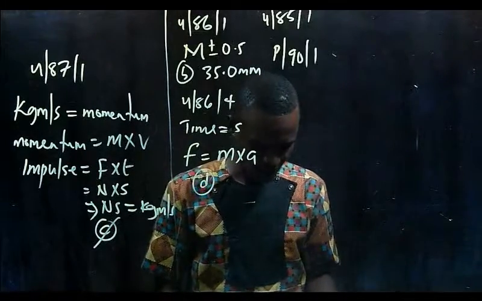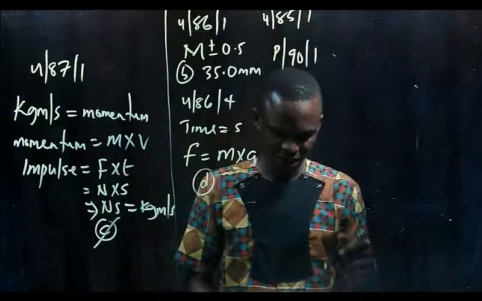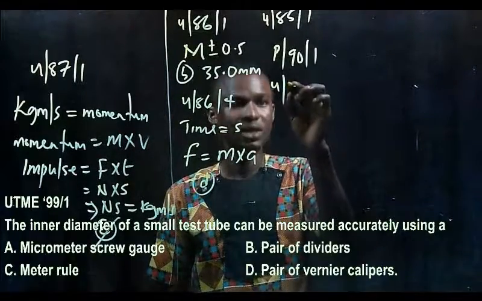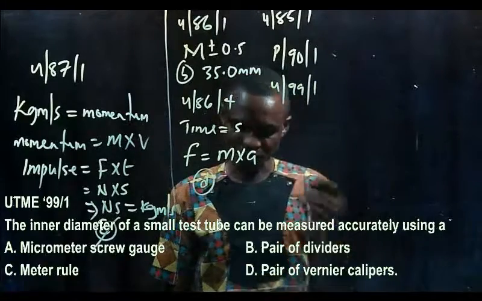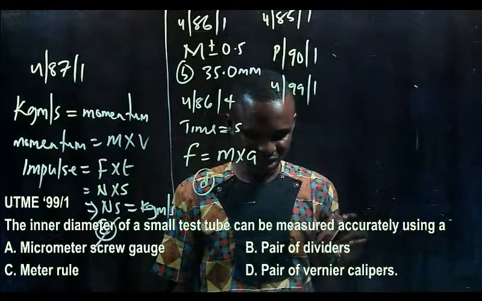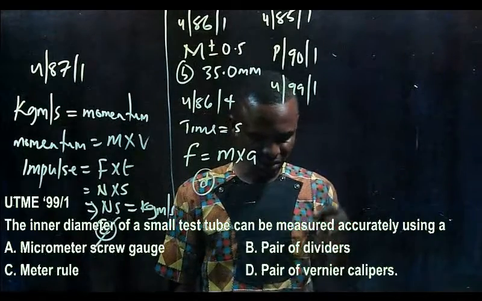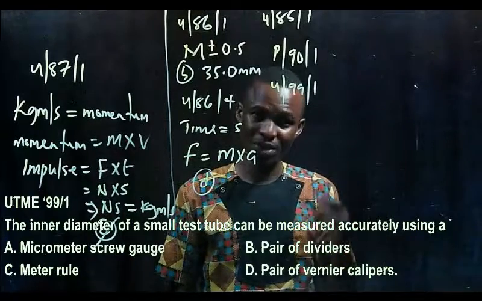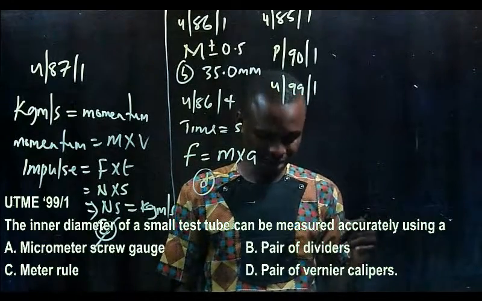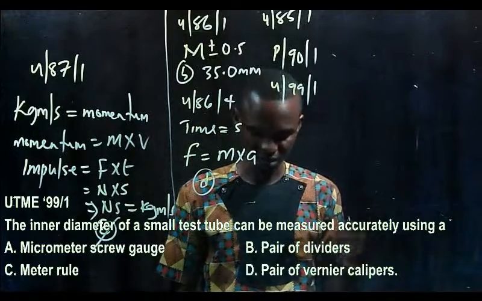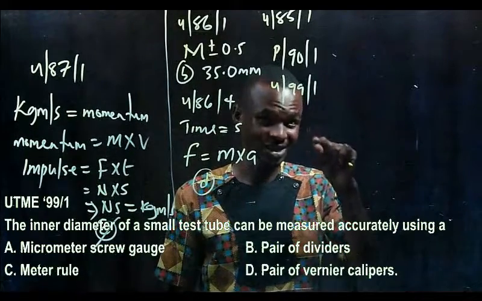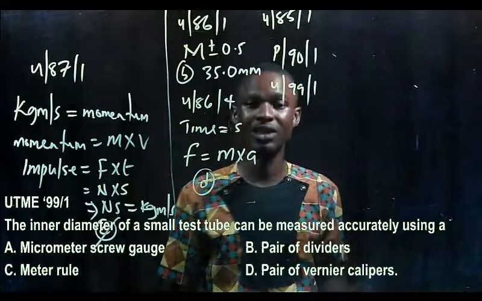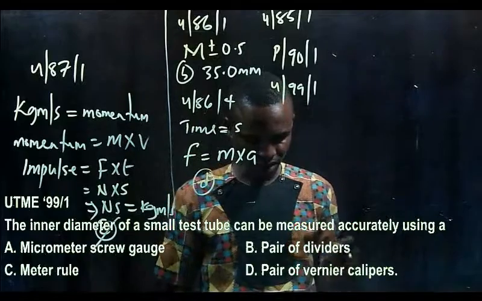Okay, the next one is of course on vernier caliper. That's UME 1999 question 1, on vernier caliper. The inner diameter of a small test tube can be measured accurately using A, micrometer screw gauge, B, pair of divider. Okay, no, divider, that one you have in your maths set. That's what they are saying. C, meter rule, and D, pair of vernier caliper. The correct answer is pair of vernier caliper.